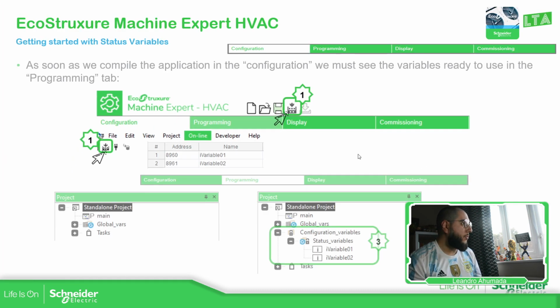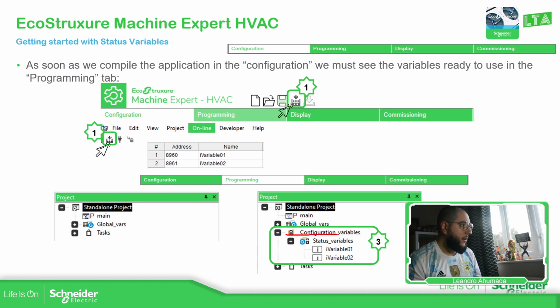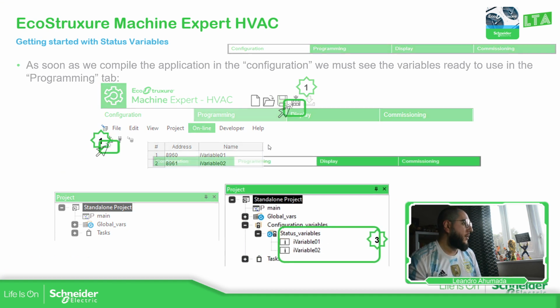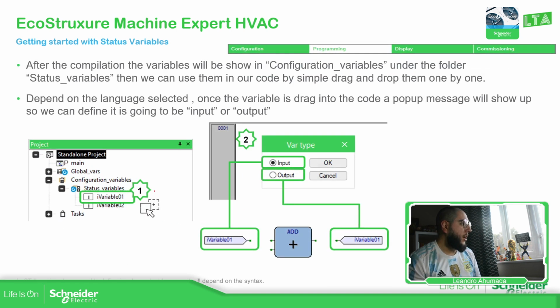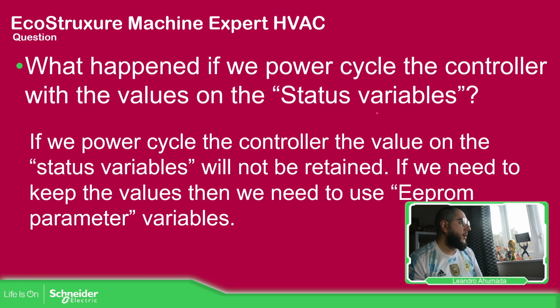So I have already shown this part. We have the configuration variables and the status variables as new after we compile this. This is how you can drag and drop into your code. This is something good. Just drag and drop and the variables are in there. What happened in the power cycle?